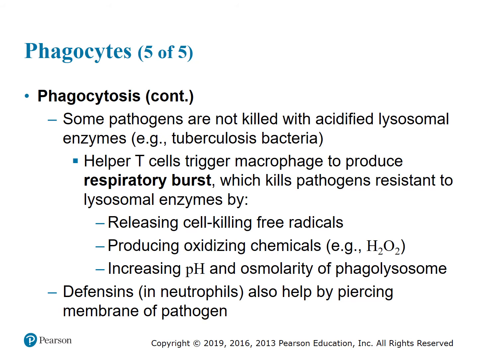Some pathogens are not killed with acidified lysosomal enzymes. An example is the tuberculosis bacteria. Helper T cells trigger the macrophage to produce respiratory burst, which kills the pathogens resistant to lysosomal enzymes by releasing cell-killing free radicals, producing oxidizing chemicals like hydrogen peroxide, and increasing the pH and osmolarity of the phagolysosome. Defensins in neutrophils also help by piercing the membrane of the pathogen. And then, of course, it's going to spill out its contents.